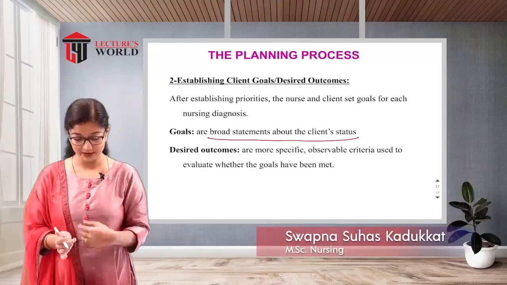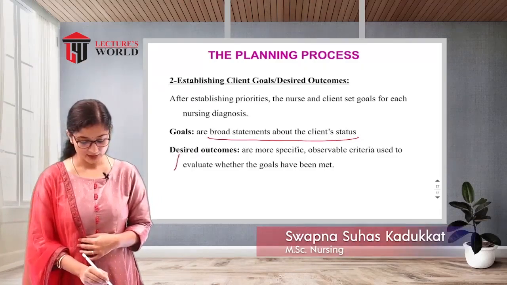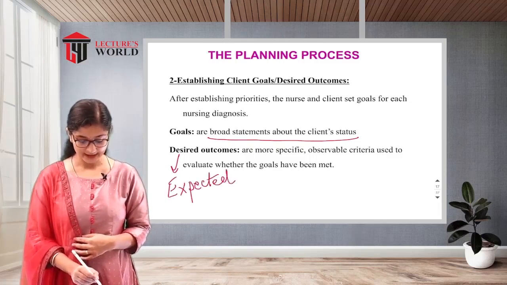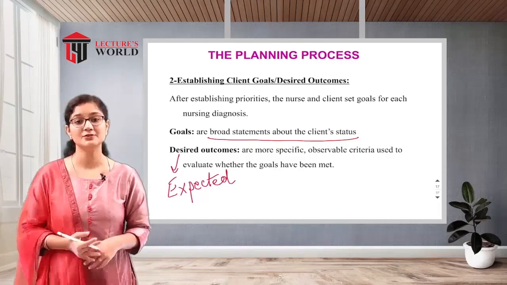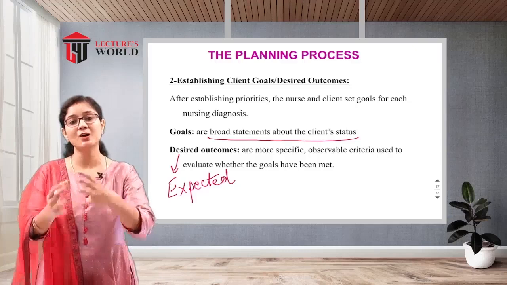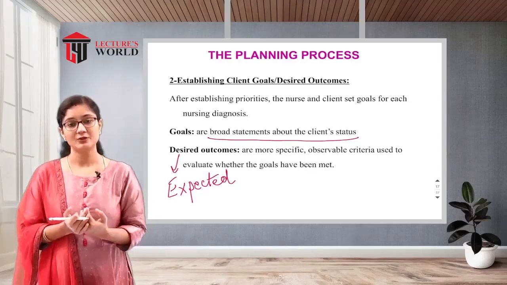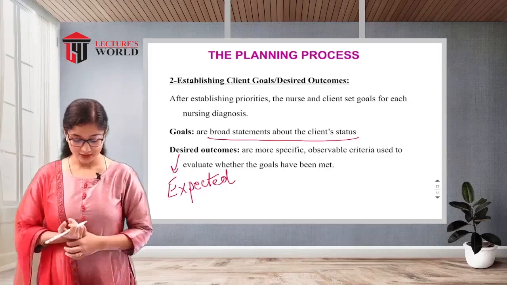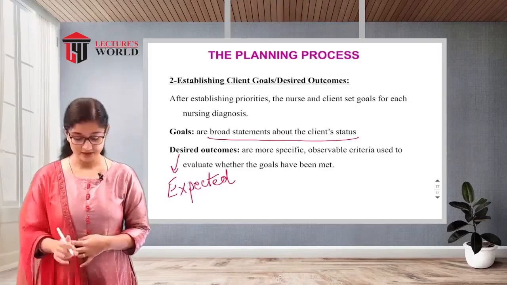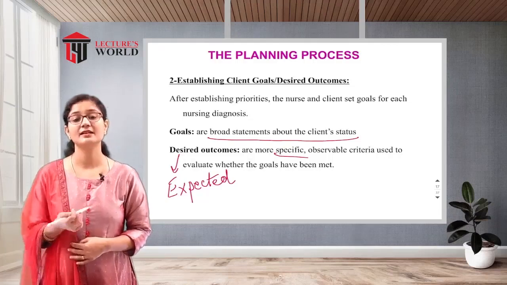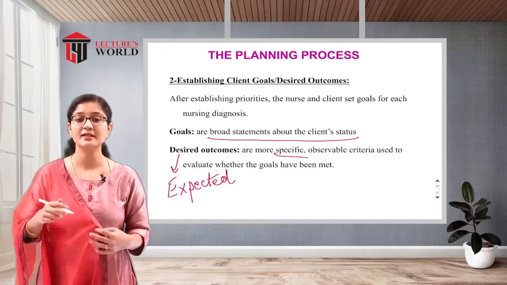But desired outcome, we call desired outcome or expected outcome. Remember, desired outcome is also called expected outcome. We expect many things from people, no? Here we are expecting that this should be the outcome of my care, the care which you are going to plan for your patient. Expected outcomes are more specific. This is very important. They are observable criteria. Observable criteria means I can nicely observe.